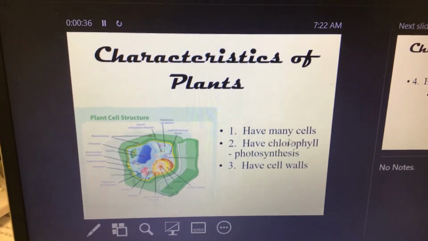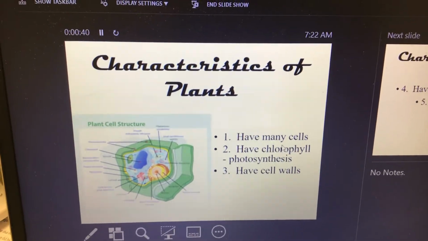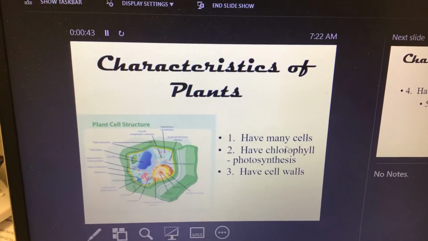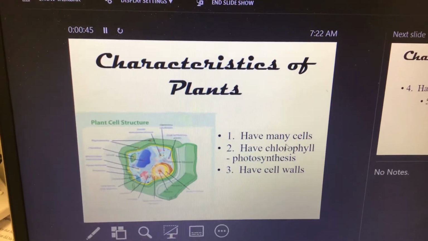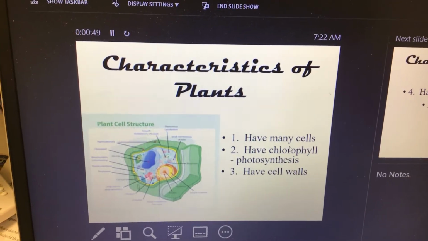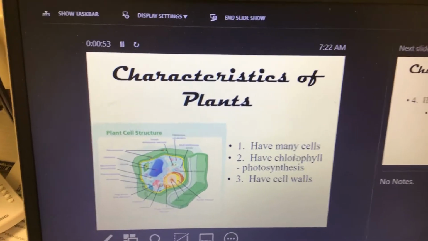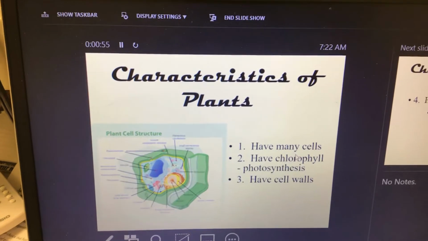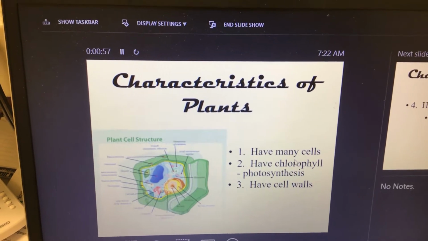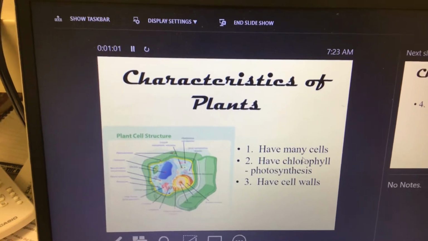They have many cells. Okay, plants are going to be multicellular. They're never going to have a one-celled plant. Many cells. They have chlorophyll for photosynthesis, so stuff that makes them green, that allows them to turn sunlight and carbon dioxide and water into sugar that they can use for food.